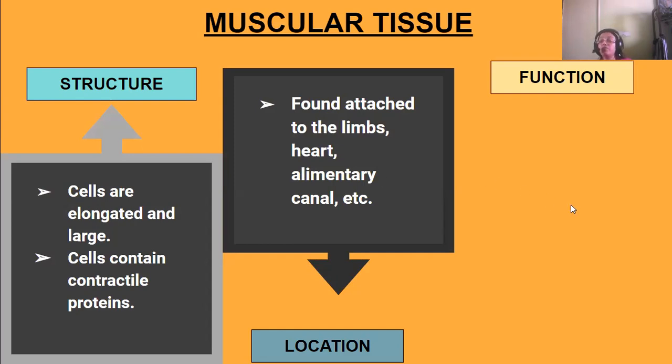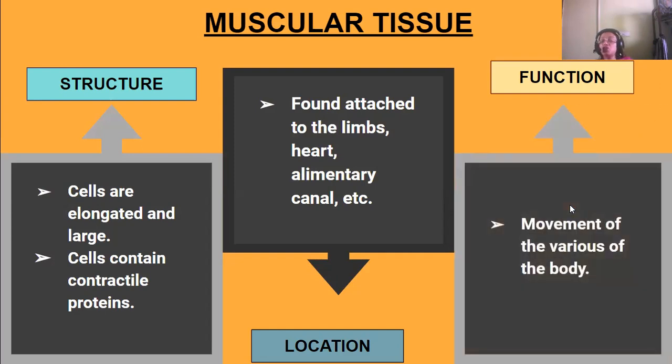And what is the function of the muscles? The main function is to move the various parts of the body. It should be various parts of the body. So the main function is to move the various parts of the body, to help the body parts to move.